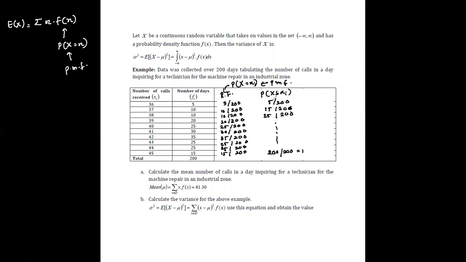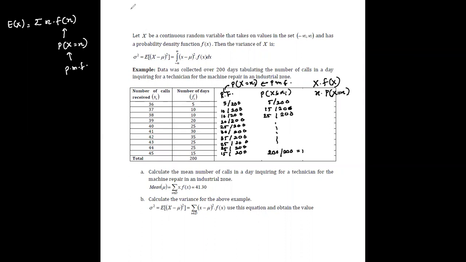And then what we need to do is, actually the question asks us to calculate the mean value. Calculating the mean value requires the quantity x times f(x). Here x times f(x) is the quantity we need. Instead of x times f(x), we can use x times p(x = x). This is what we have used as f(x).